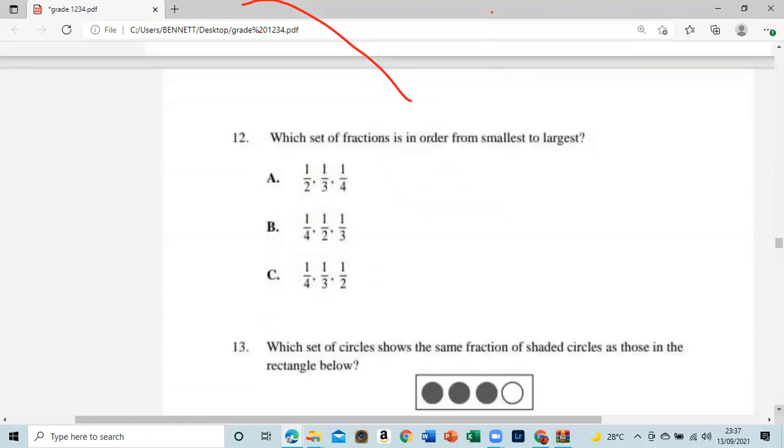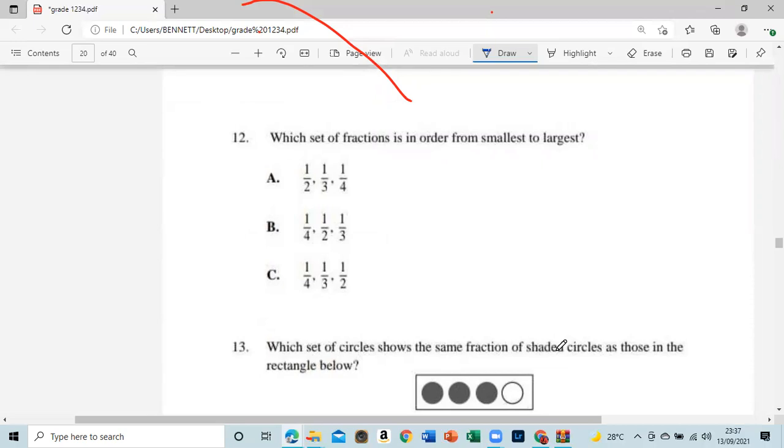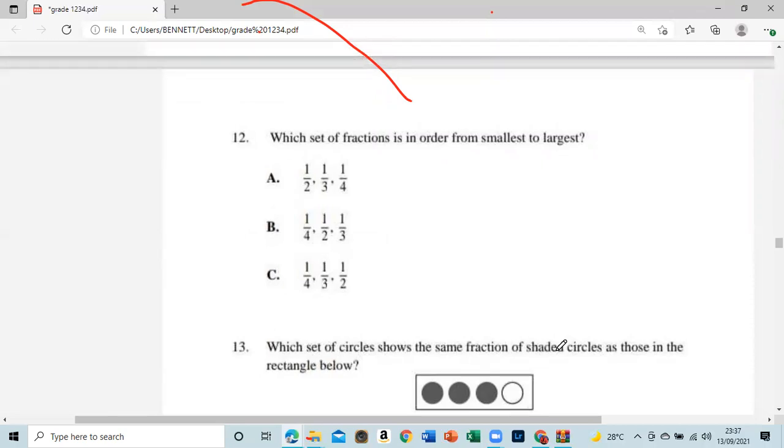All right, number 12, which set of fractions is in the order from the smallest to the largest? Guys, this looks familiar. Didn't I just do this on my channel? How to rank fractions? So we have a half. I should just leave you guys to look in the comment section, because I just did videos on ascending order, and it's the same thing. All right, so we'll find the lowest number that 2, 3, and 4 can go into without a remainder.